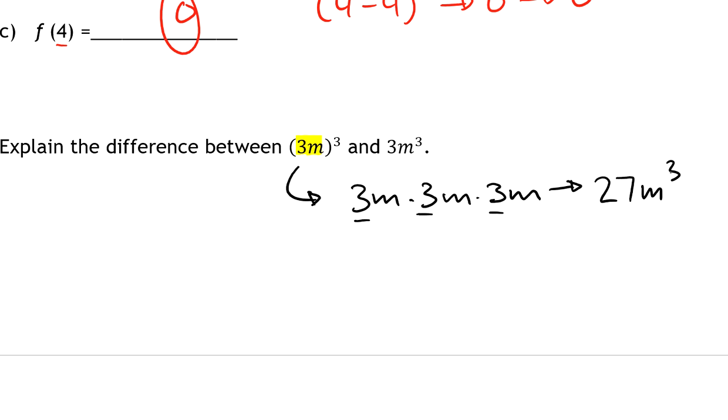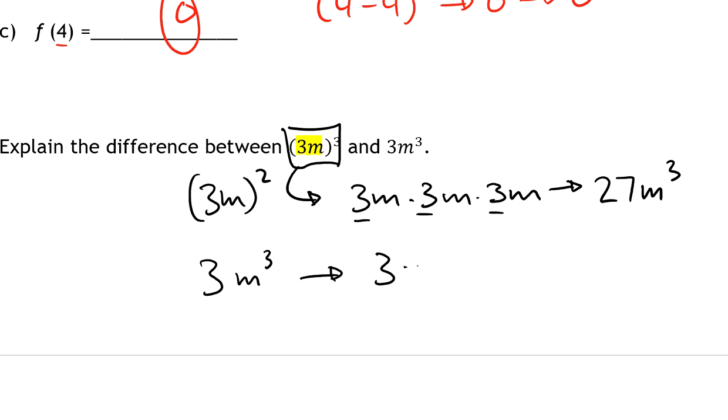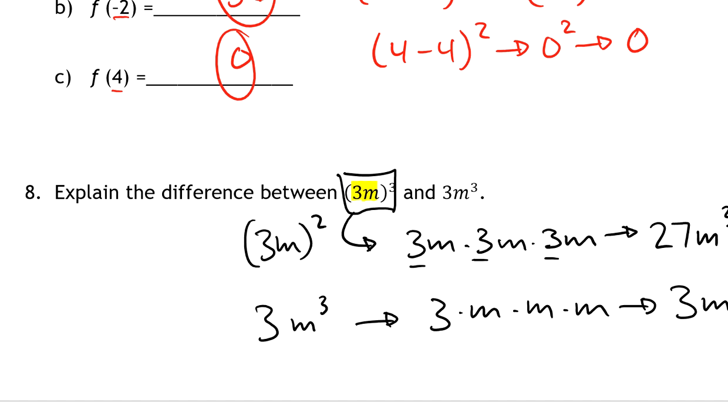So the 3 and the m are both getting cubed in the first instance, right? This is what 3m in parentheses cubed is. And the second one, what's getting cubed is just m, right? That's just a 3 times a factor of m times a factor of m times a factor of m. It's just 3 and then 3 factors of m, 3m cubed. So again, the difference is what's getting cubed. In the first case, 3m is being raised to the third power. In the second case, just the m is being raised to the third power. Okay, so that's it for the study team test for Chapter 1.